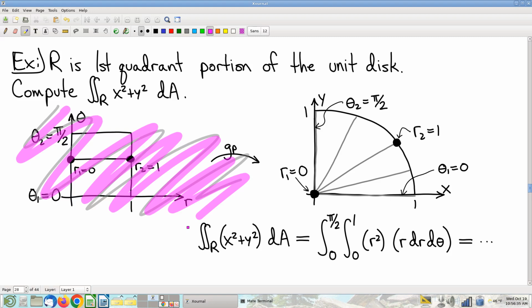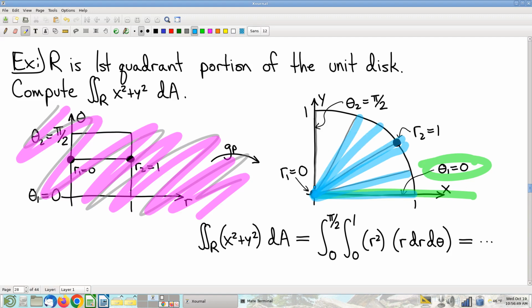And notice, from the shape, I can start doing theta slices. Here's my first theta slice, where theta is 0. And then I do my theta slicing. And then here's my last theta slice, right there, where theta is pi over 2.